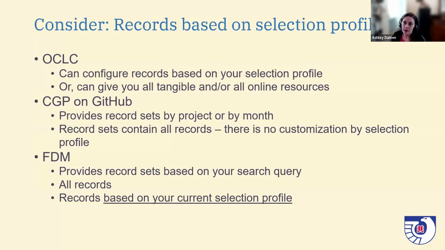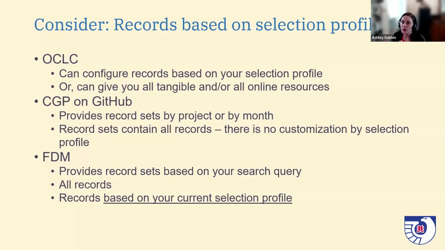If you're getting catalog records from the CGP on GitHub, those records are going to be provided by project, by subject, or by month, whatever file folder you go into. Those record sets are going to contain whatever is in that record. There is no customization by your selection profile. So if you need records based on selection profile, GitHub is not your place to go.